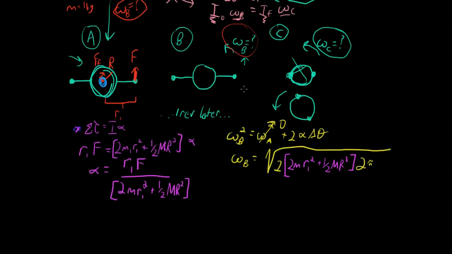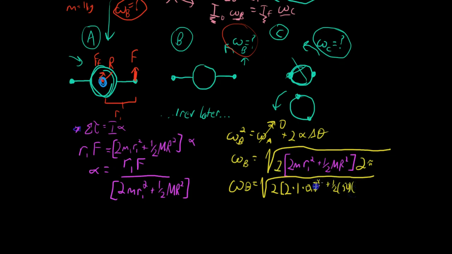Okay, and for those of you who absolutely cannot stand to wait until the end to see what a number is, we can throw in some numbers here. This is a lot of math stuff to look at. So we'll have 2 times 1 times 0.2 squared plus 1/2 times 50.